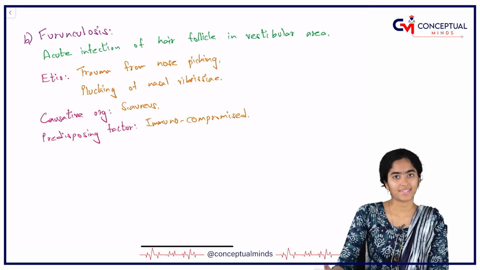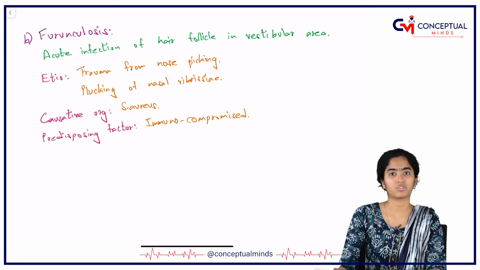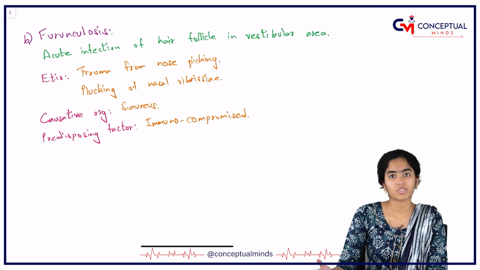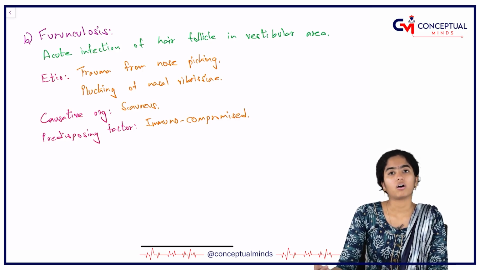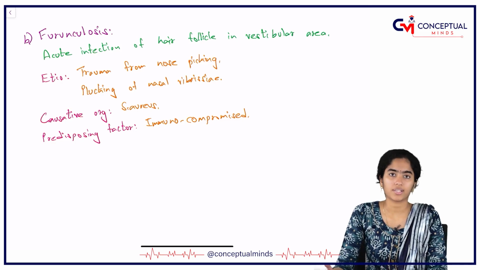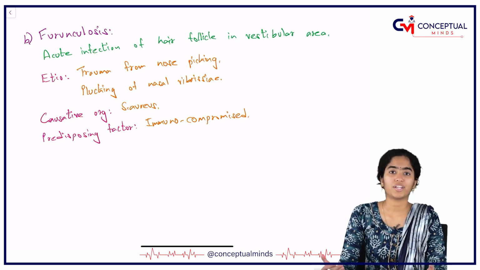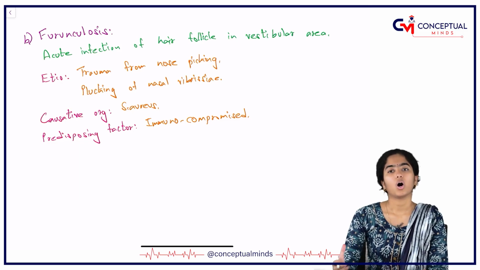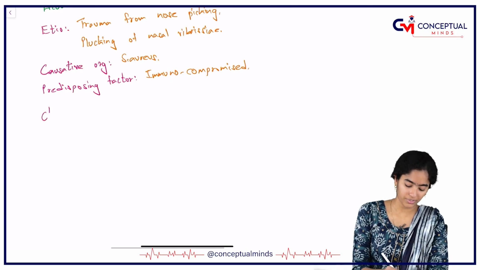In immunocompromised states, either long-term steroid usage, or the patient is an uncontrolled case of diabetes mellitus, or an AIDS positive case, or a post-transplant case when he's under immunosuppression because of the immunosuppressive drugs. Usually, when a person is in an immunodeficient state, all these infections tend to occur. Next, let us look into the clinical features.